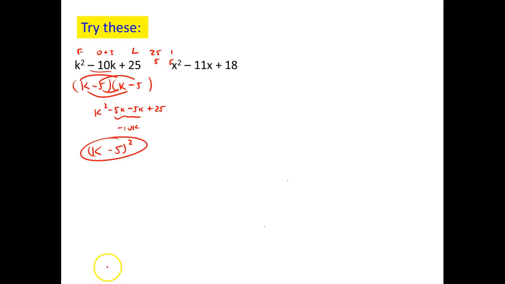All right, let's try another. x squared minus 11x plus 18. We know that we have x and x. They multiply to give me positive 18, and they add to give me negative 11. So we're looking at both negatives. Could be 18 and 1, 9 and 2, or 6 and 3. Which combination is going to add to give me negative 11? That would be negative 9 and negative 2.